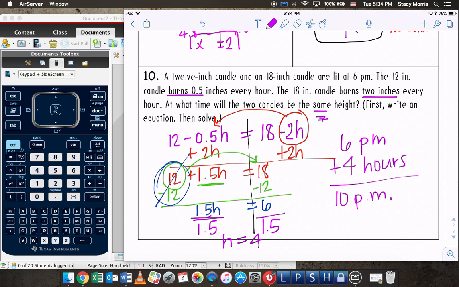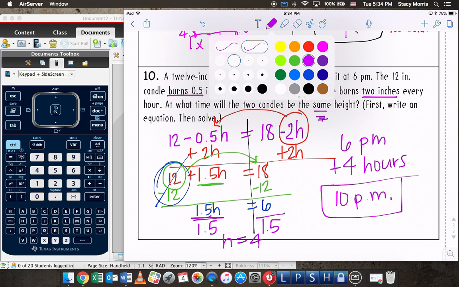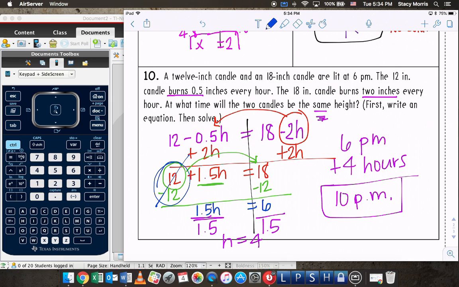If we wanted to know how tall, it doesn't ask this, but this is really important. If we want to know how tall the candles are going to be, we can take our 4 and plug it in. You only have to do that for one of them because they're going to be the same height. I personally would use this one. I think it's a little bit easier. So if I plug 4 in, I have 18 minus 2 times 4. Well, 2 times 4 is 8, so 18 minus 8 is going to be 10 inches. So both candles would be 10 inches tall at 10 p.m. So just a little bit extra there.